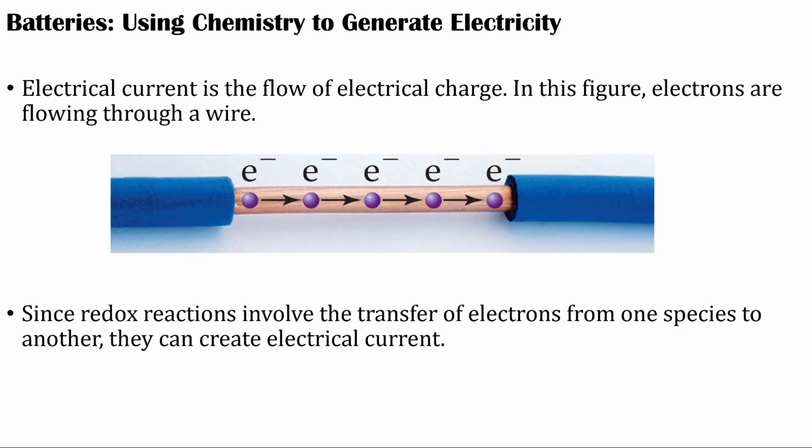All right, so batteries: using chemistry to generate electricity. Electrical current is the flow of electrical charge. In the picture, we have a copper wire and electrons are traveling across it, and that creates a current. Since redox reactions involve the transfer of electrons from one species to another, they can create electrical currents.